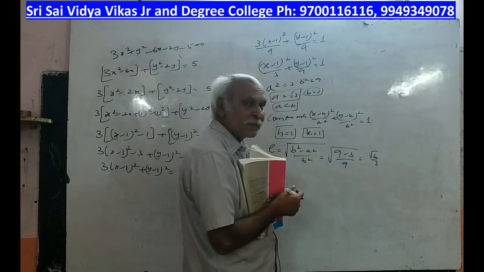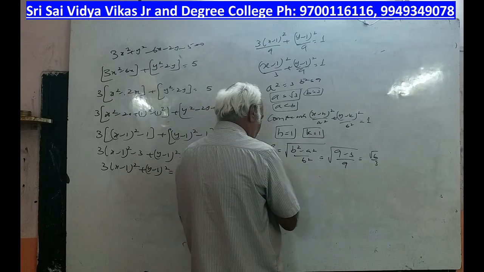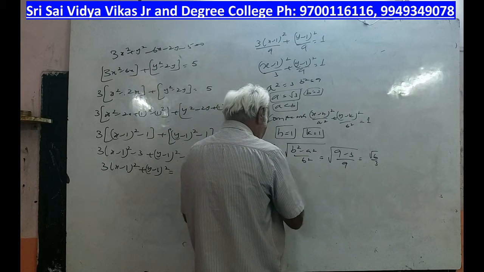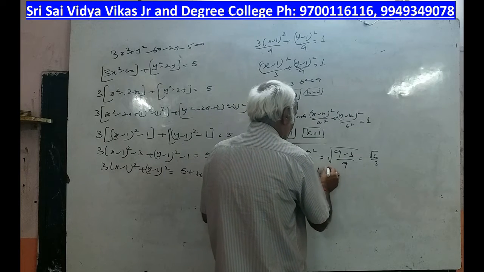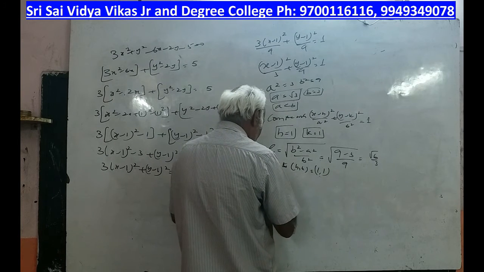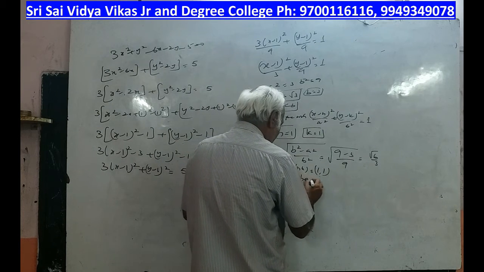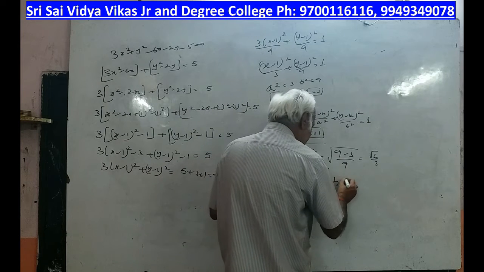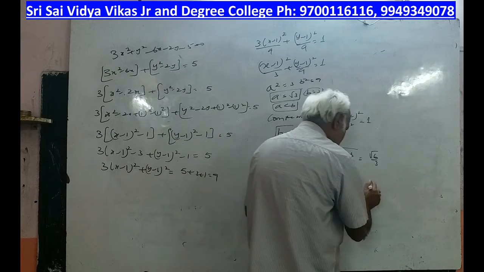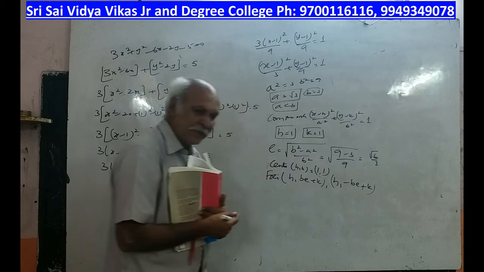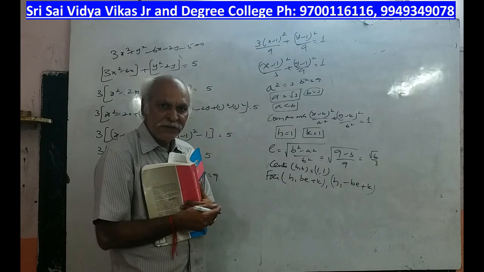What is the value? Root 6 by 3. Now, first we have to find the center, which is h comma k, 1 comma 1. What is the focus? h comma minus b plus k, h comma b plus k.